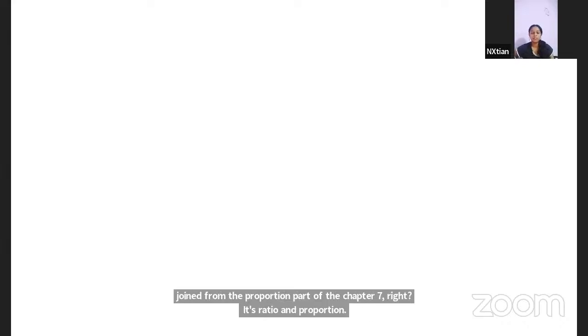Abraham joined from the proportion part of the chapter seven, right? It's ratio and proportion. Chapter 7. Abraham, when did you join it up? In the middle of July 1st. Middle of chapter seven. Yes, the proportion portion you joined. Okay. I'll see if I'll take a backup of that. Okay, I'll let you know.